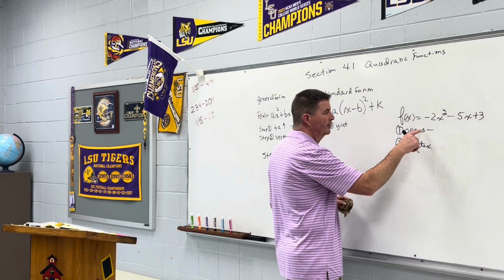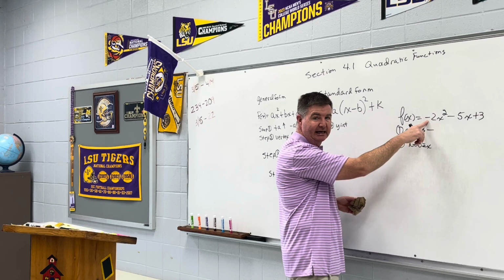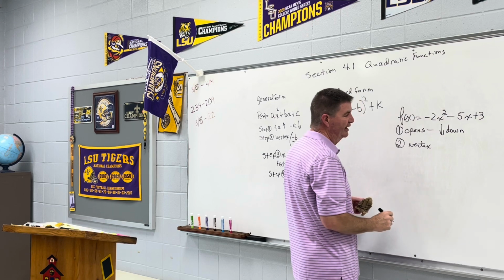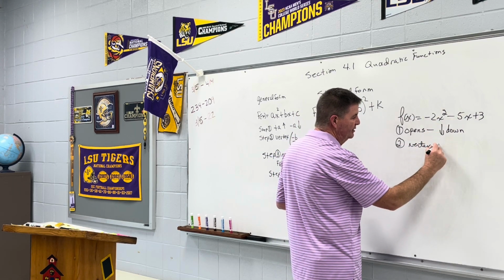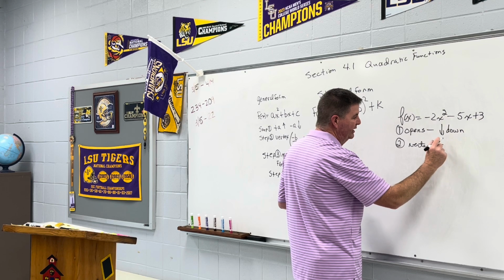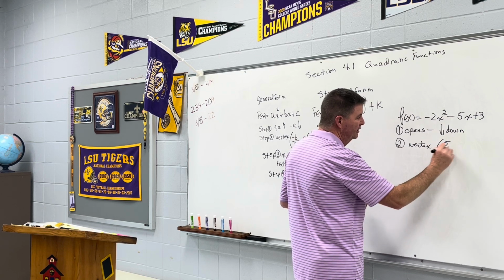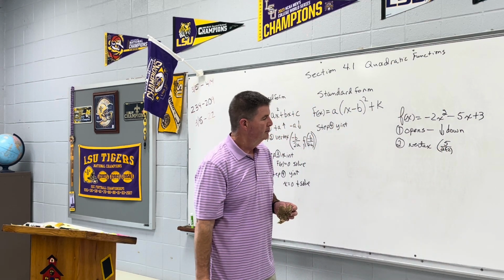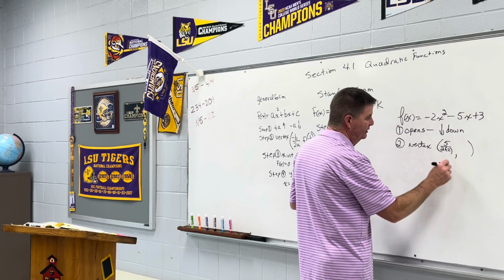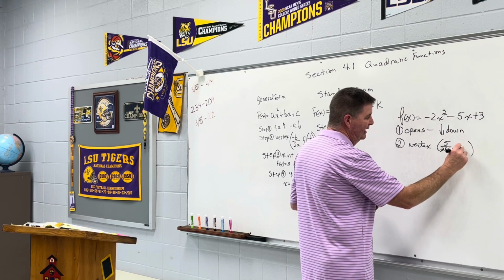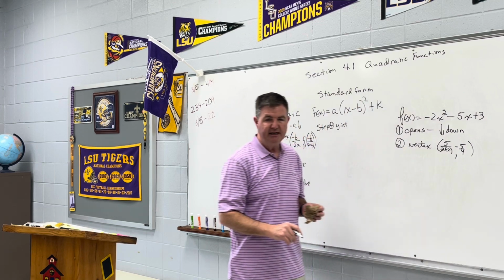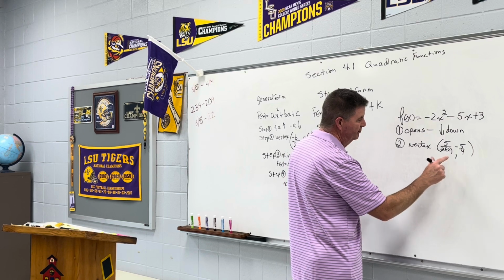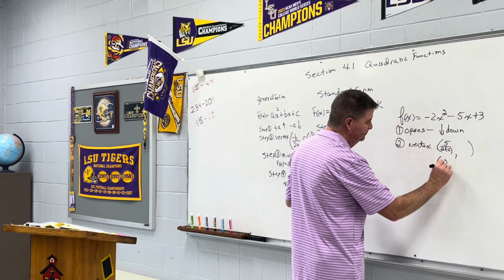For this one, we're going to figure out which way it opens. A is negative, so it opens down. We're going to find our vertex. Our vertex is going to be negative b over 2a. So we have positive 5 over 2 times negative 2. That's going to be negative 5 over 4. Negative 5/4 is in the x position.